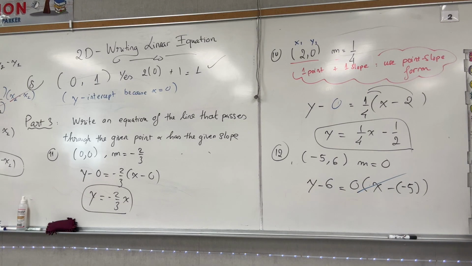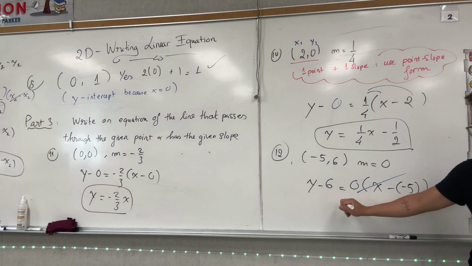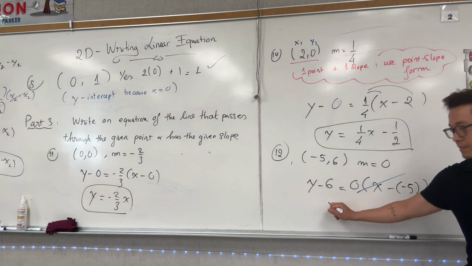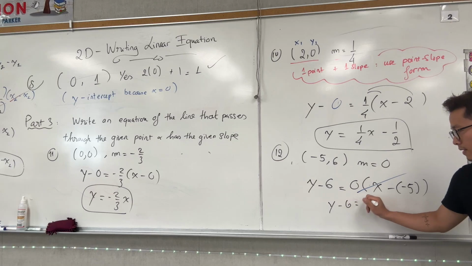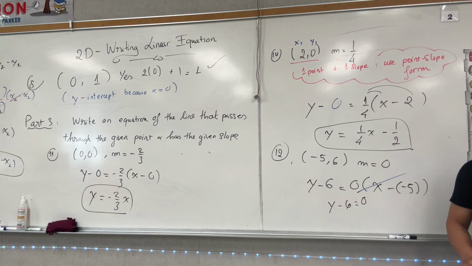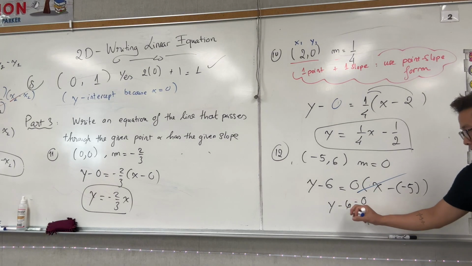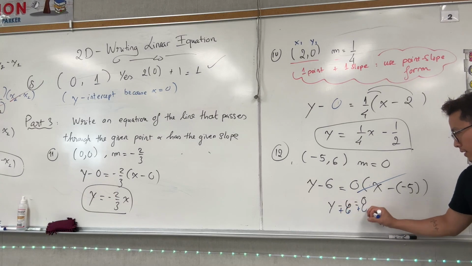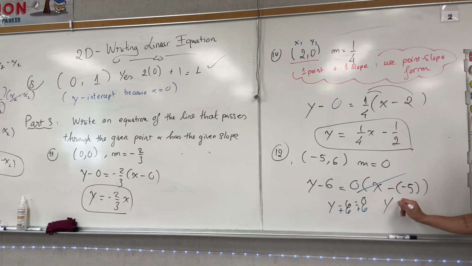So how do you get the final answer? Alexander? What are you going to do? Add 6. You want to isolate the y by itself. That is the slope-intercept form. Y equal to 6.